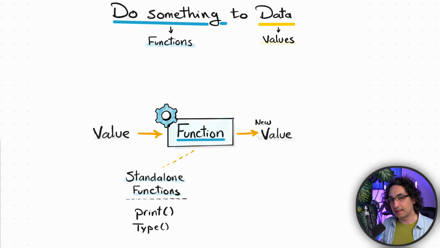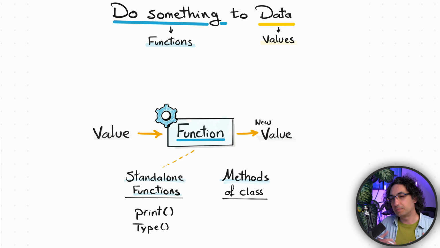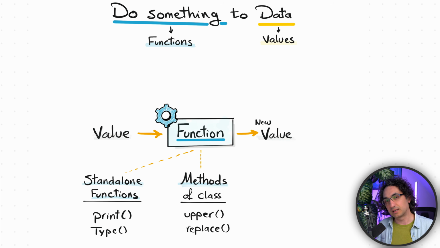Now the second type of functions, we have something called a method of a class. Methods are as well functions, but they are a little bit more complicated, where they belong to something. You can't just go and directly use them. You have to prepare something before using the methods. For that we have methods like upper to make a string capitalized, and another method called replace to replace something inside your string.